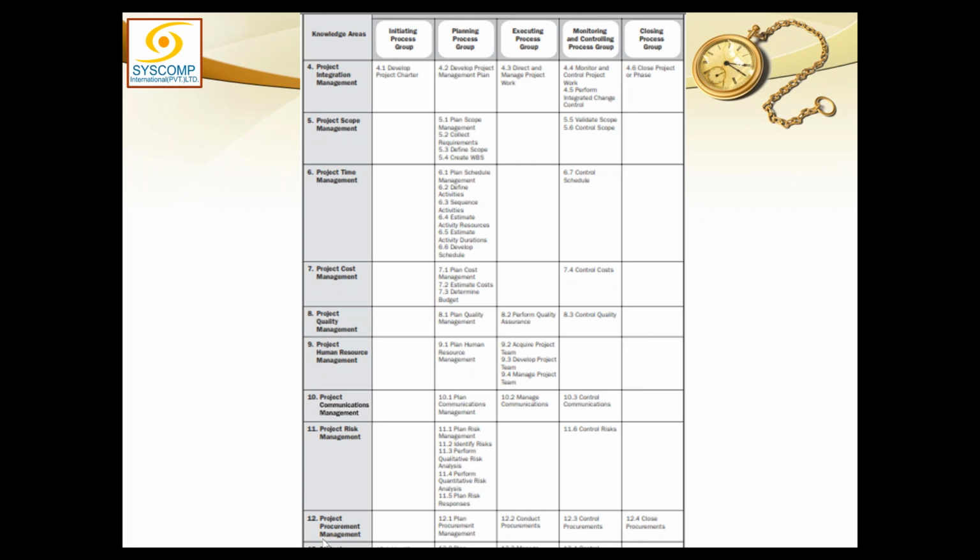Even if you look at the last 2, procurement is not there in initiation, it is there in the remaining 4 process groups. Stakeholder is there in the first 4 process groups but not in closing. The knowledge area which is present in all the process groups is integration. Why? Because this is in charge of all the process groups.